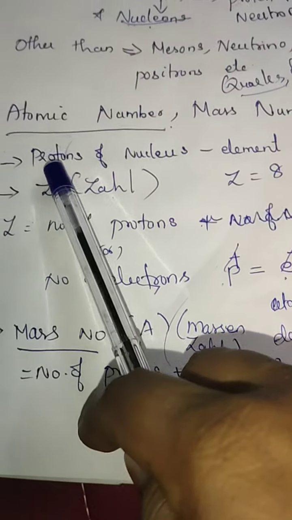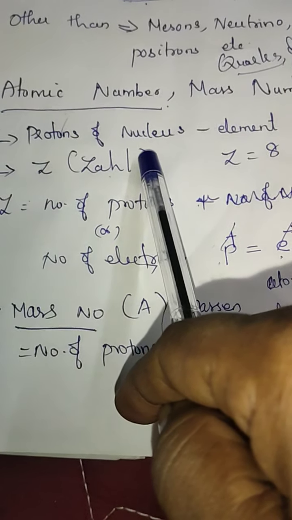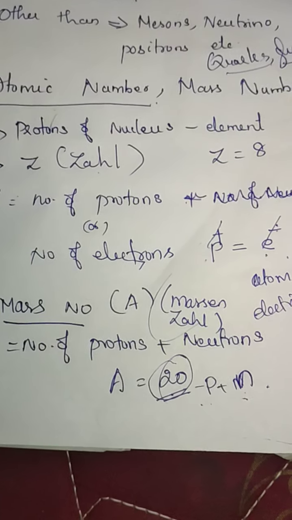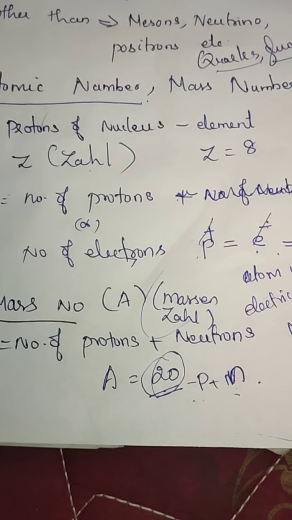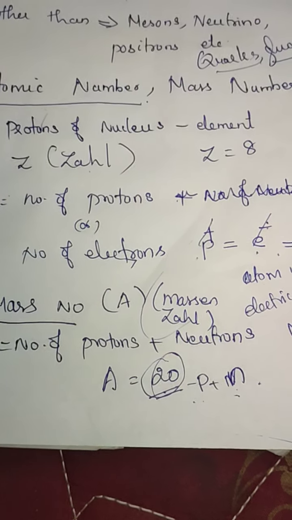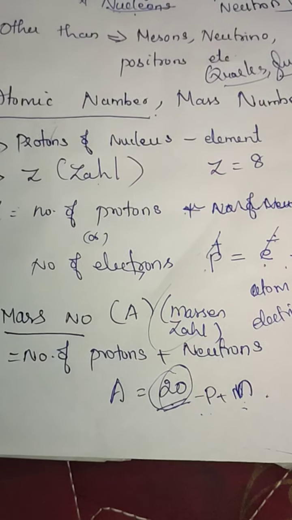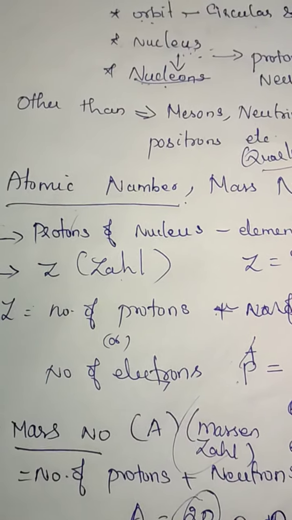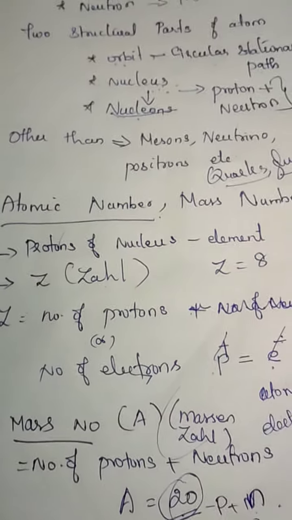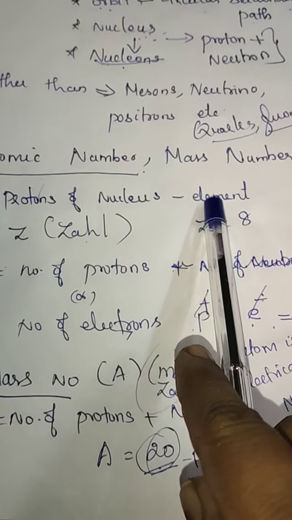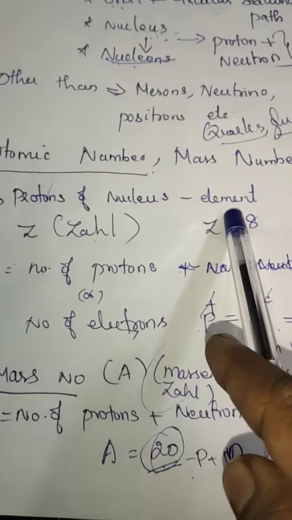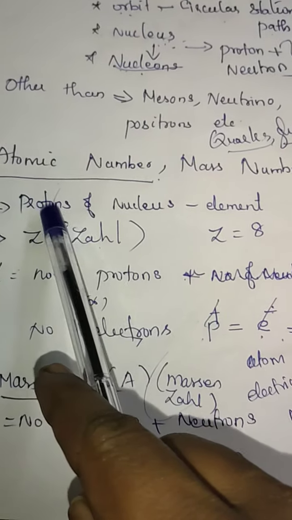So what is atomic number? It is the total number of protons present in the nucleus, isn't it? Which one determines the element? The elements are identified by the number of protons or number of electrons. Number of protons or number of electrons only determines the name of the element. So the name of the element is determined by the protons.